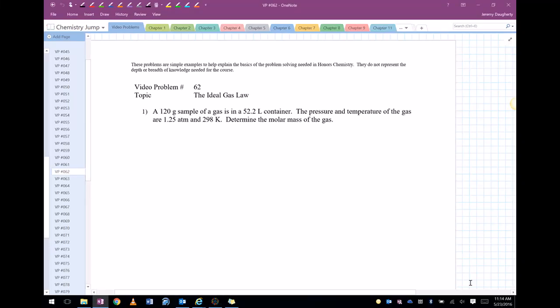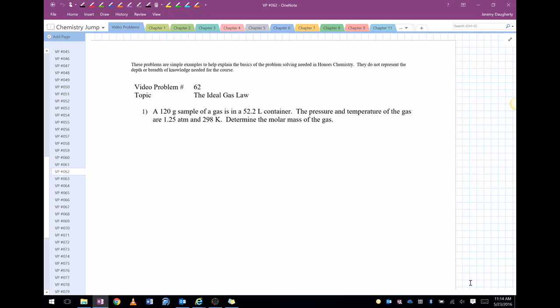Go to problem 62, the ideal gas law. In this problem, we're trying to figure out the molar mass of the gas. Let's go ahead and read the problem. A 120 gram sample of a gas is in a 52.2 liter container. The pressure and temperature of the gas are 1.25 atmospheres and 298 Kelvin. Determine the molar mass of the gas.